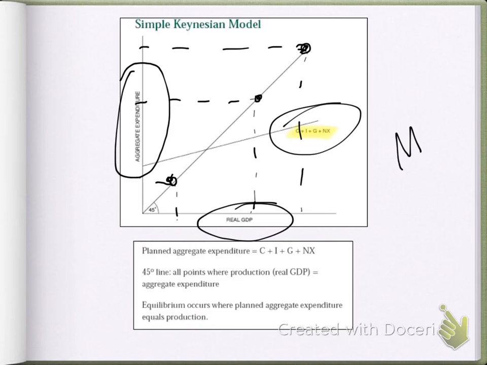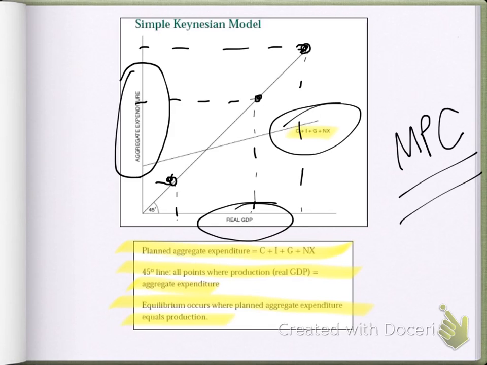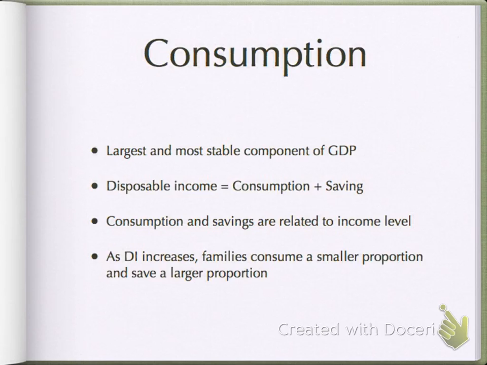And as we're going to learn in class, that's going to be determined by the marginal propensity to consume, which is defined as the amount of each dollar you'd spend on consumption rather than savings or taxes. But for simplicity, we're going to say every dollar you either get to spend or save, and each extra dollar is your marginal propensity to consume. So looking down here at the bottom, planned aggregate expenditure is C, I, G, and X. The 45-degree line, all points where production equals expenditures, and equilibrium occurs where aggregate expenditures equal production. So consumption, as you've learned before, it's the largest and most stable component of GDP.